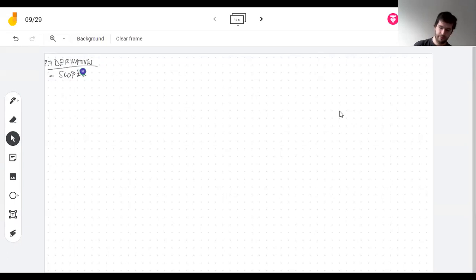So, a derivative, one thing it's supposed to be is the slope of a graph. So, what's the slope of a graph? The slope of a tangent line. I said yesterday, if I have a graph, I'm trying to find this line. I want to describe the tangent line.